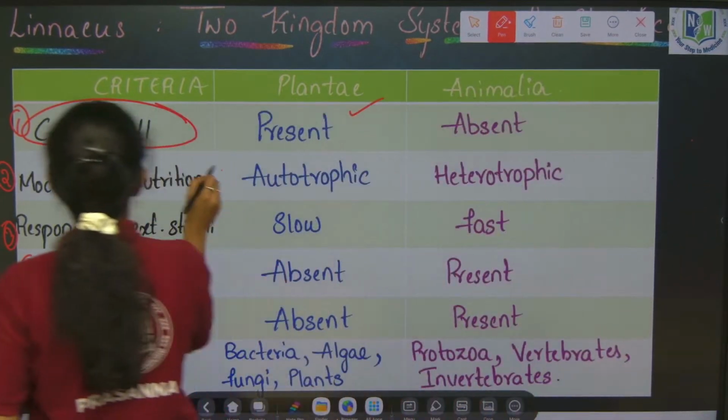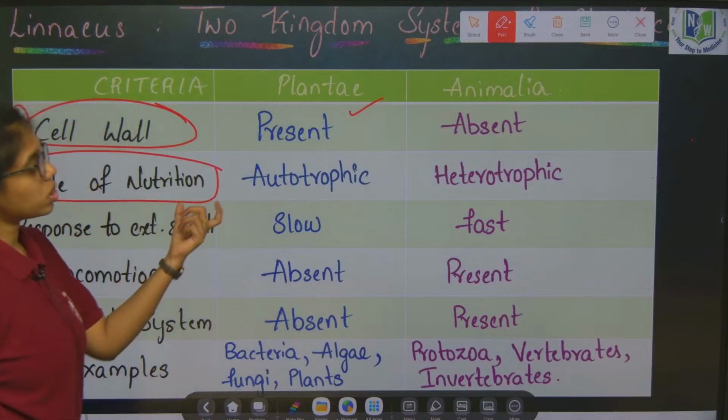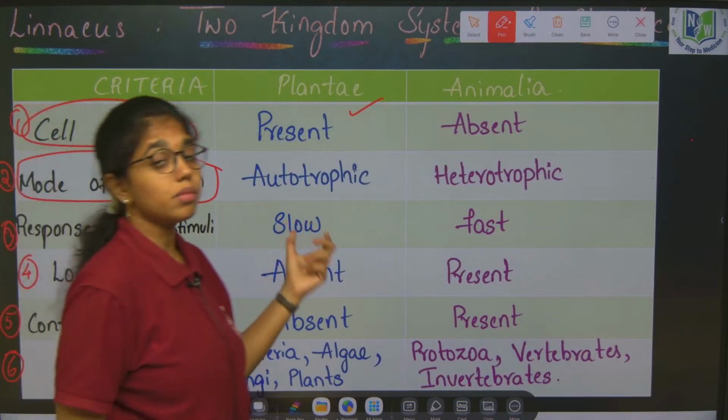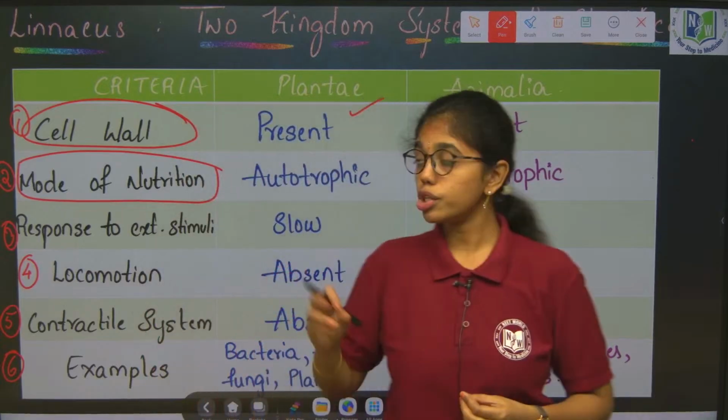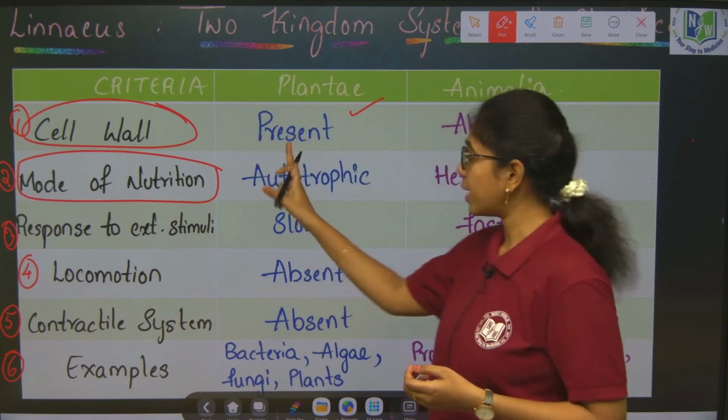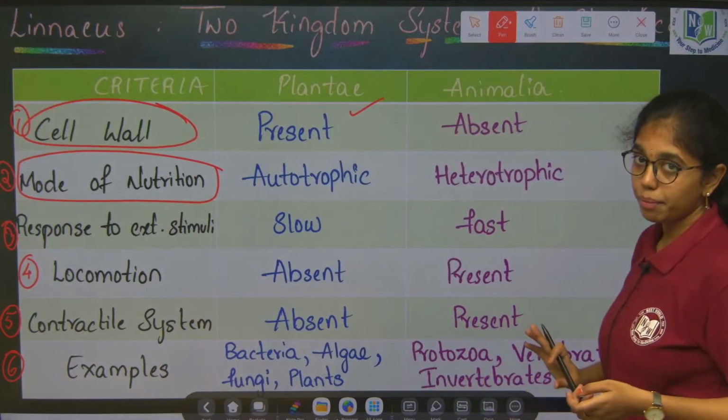Next is what? Mode of nutrition. Those living organisms in which the mode of nutrition is autotrophic are placed under Plantae, and heterotrophic under Animalia.